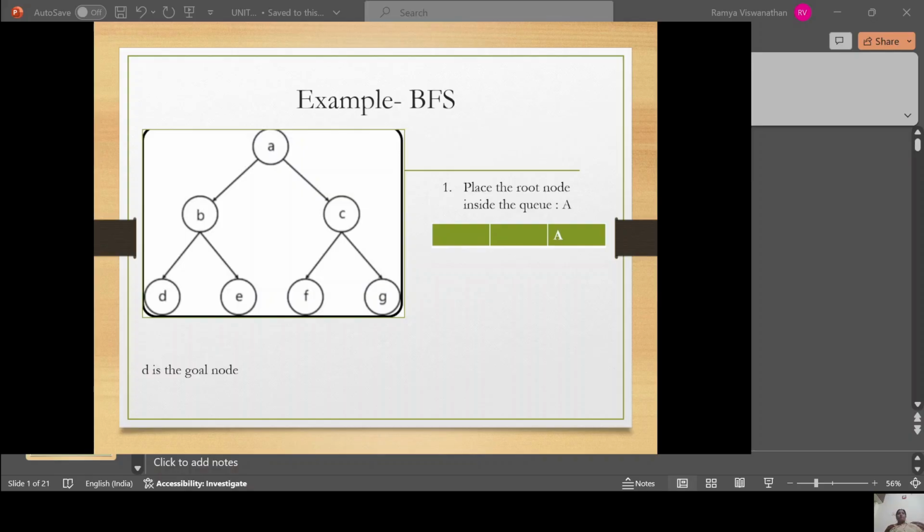For an example, we're going to consider this particular tree for BFS, that is breadth first search. This tree consists of the elements A, B, C, D, E, F and G. A is called the root node and D is the goal node, that is what we assume. So initially in step 1, we have to place the root node in the FIFO queue. This queue consists of the initial node, the root node A.